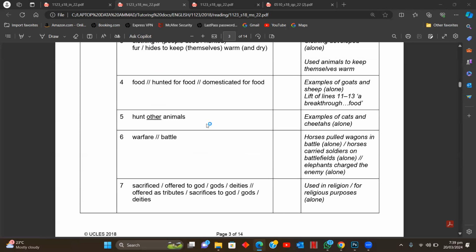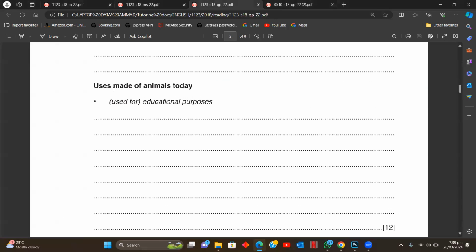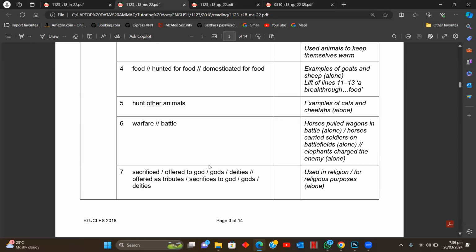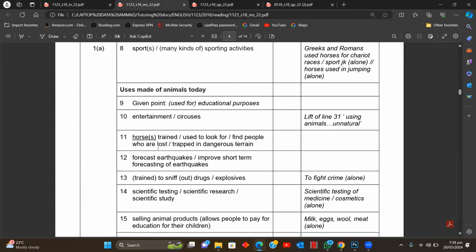Similarly, the second prompt for the summary over here is uses made of animals today. For uses made of animals today, they've given you the first point, that they're used for educational purposes. Now see what they're expecting. Let's say you're writing that animals were used to find people. Now this information is very specific to horses. So you will have to use this word, otherwise your note would be incorrect.